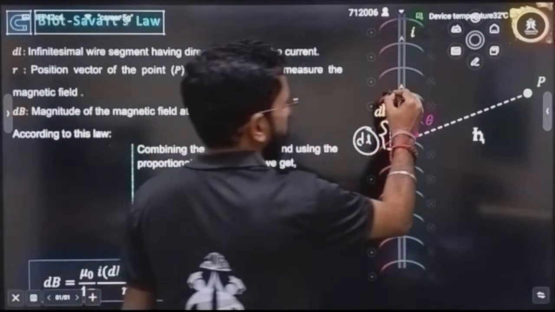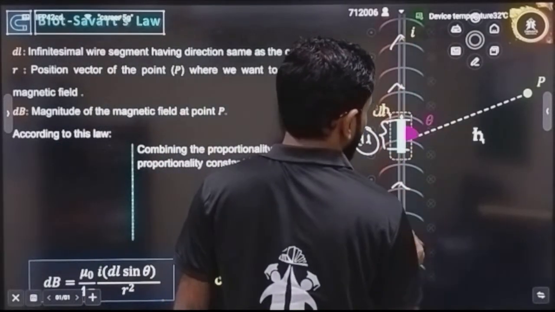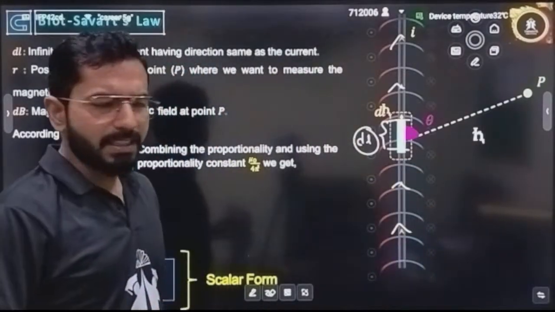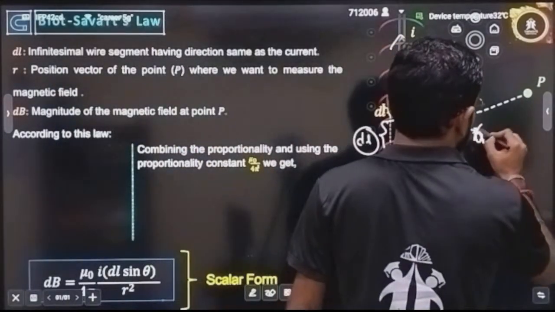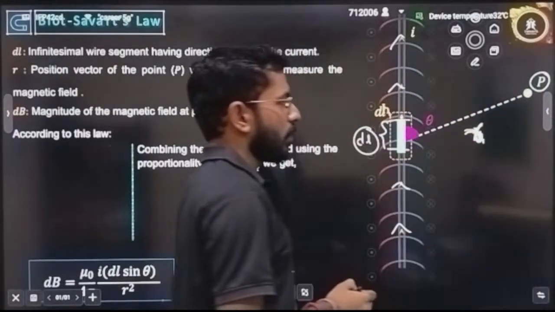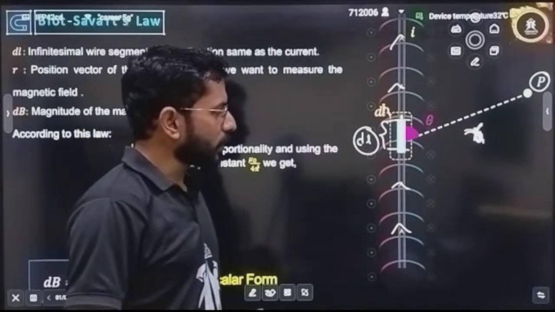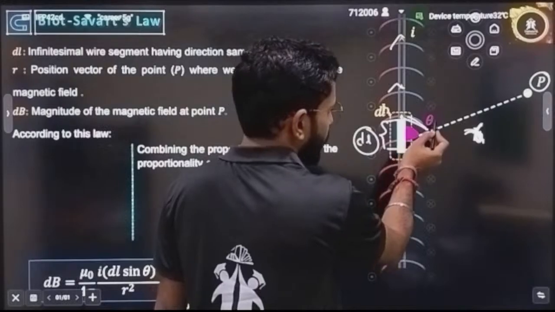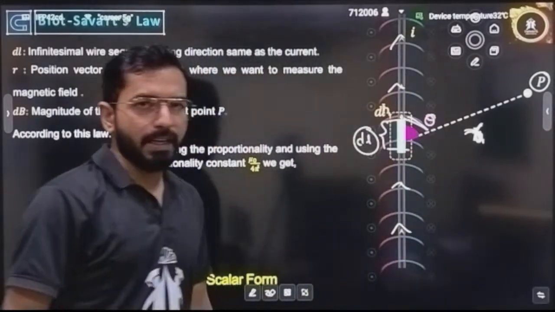and some current is flowing like this, this is a representation of a conductor, and at any general point P, let's suppose the distance is r, and the angle is theta. I want to calculate what my magnetic field is at P.